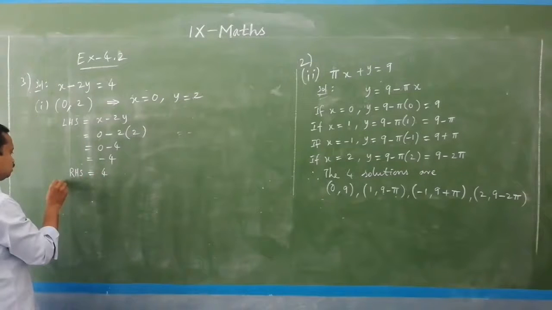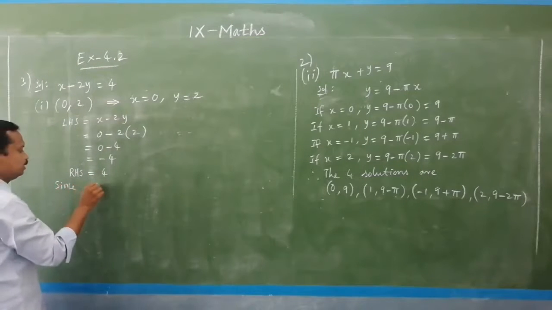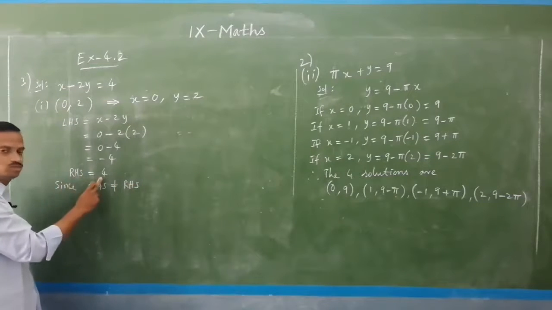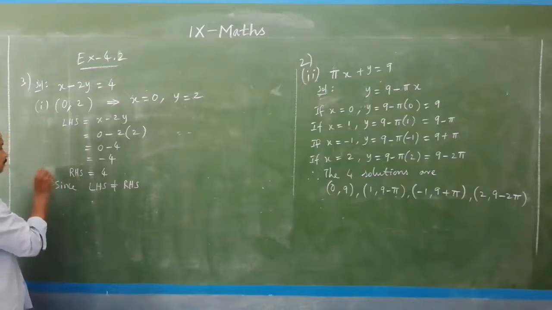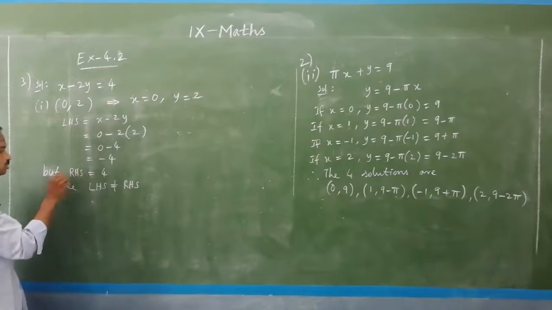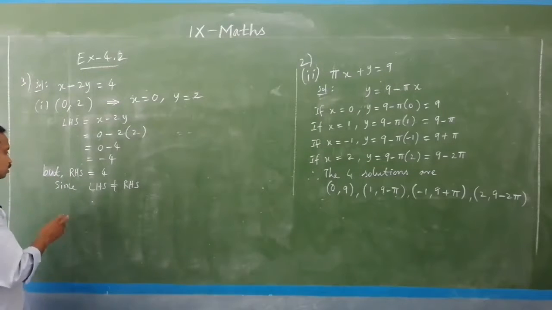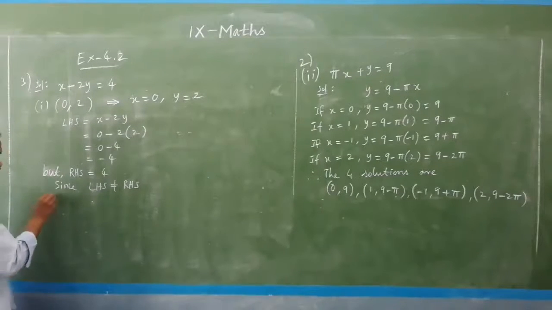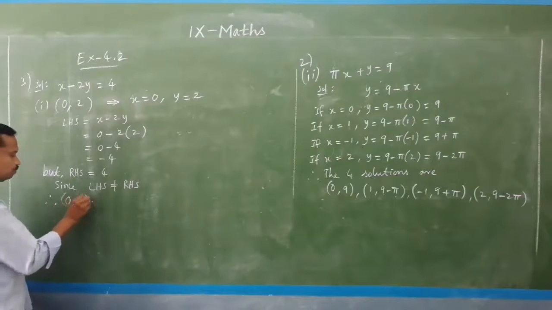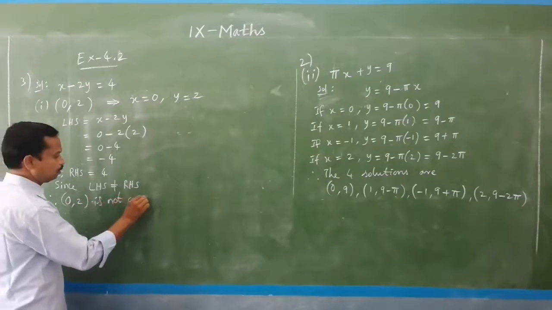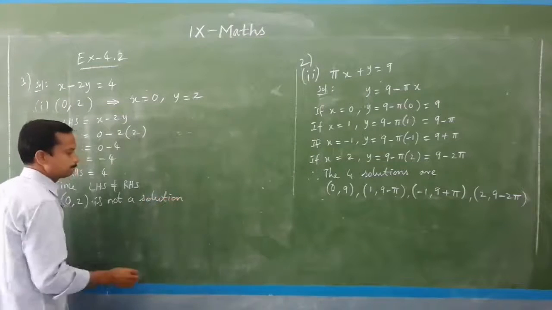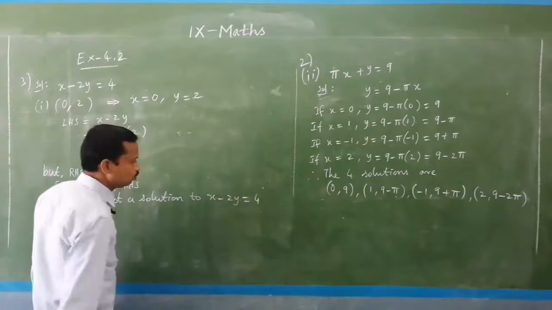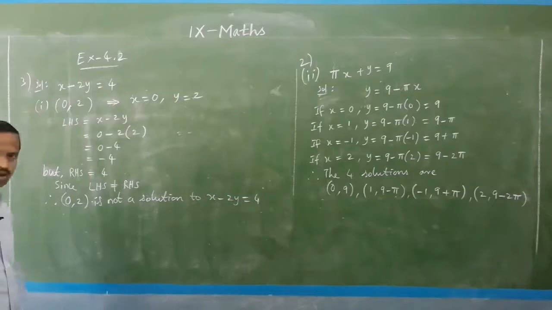4. Since LHS is not equal to RHS, this is minus 4, but RHS is 4, they are not equal. Therefore, this 0 comma 2 is not a solution of the equation. Therefore, 0 comma 2 is not a solution to x minus 2y equal to 4. So, like that you have to proceed with all other options.